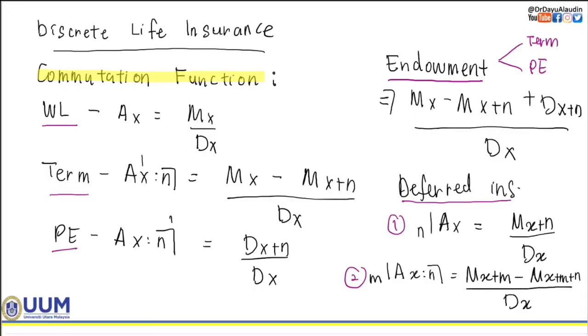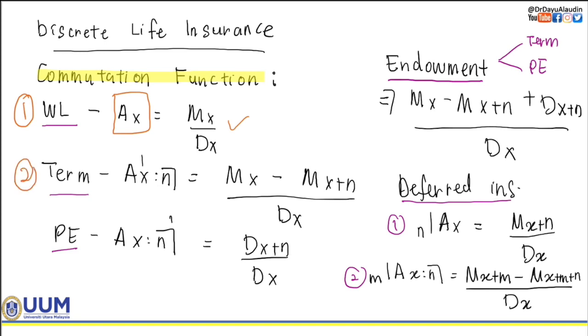So for discrete life insurance and the commutation function, first, this is for whole life insurance. For whole life insurance, the notation is Ax without the bar. Ax with the bar is for the continuous one. So the commutation function is Mx over Dx. We can refer to the table, where x is the current age.